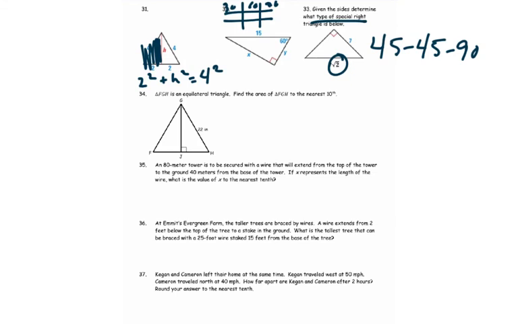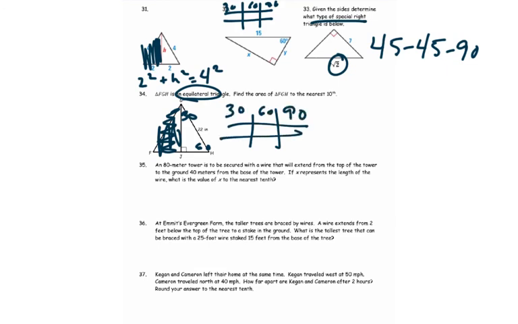34, if it's equilateral like this, if you see the word equilateral, then that's 60 and that's 30. Now you can set up your special right triangle and solve for x.